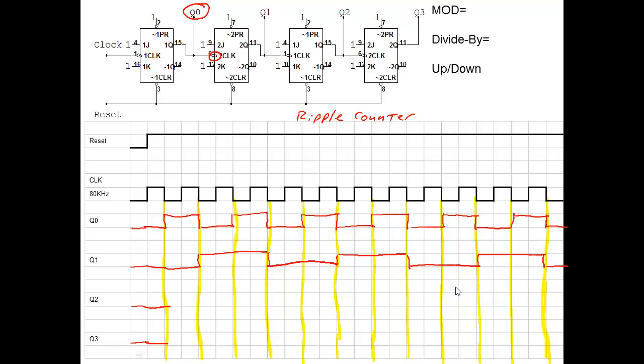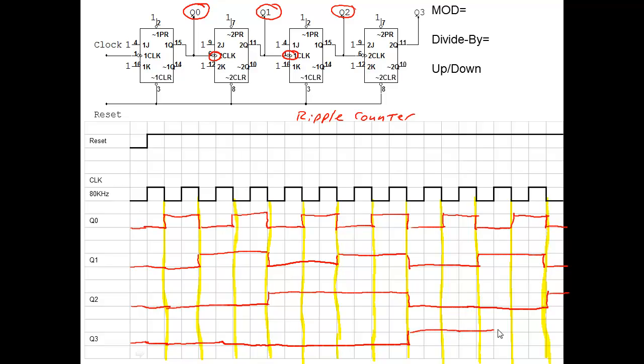Just like that. Now this one's doing the negative edge of Q1. So we're going to stay over here all the way over to the negative edge of Q1. Just like that. And then this one, Q3, is the negative edge of Q2. So you can see we're really only going to change once right there and go on over.